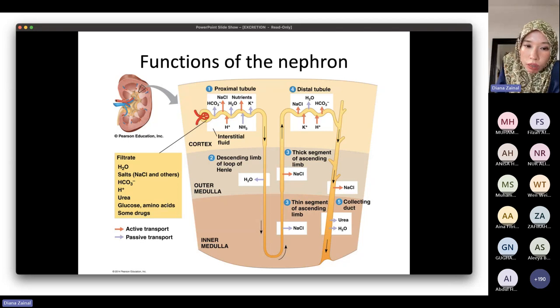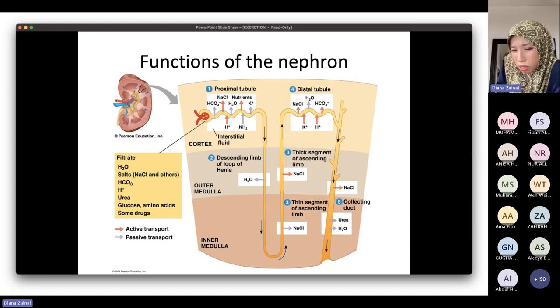Okay, going down, we call it the descending limb of loop of Henle, descending, menurun. Only the water will be reabsorbed, masuk ke dalam badan awak. Okay, and then it goes down. Kalau tengok cortex, outer medulla, inner medulla, dia sebenarnya makin masin ataupun makin hypertonic.